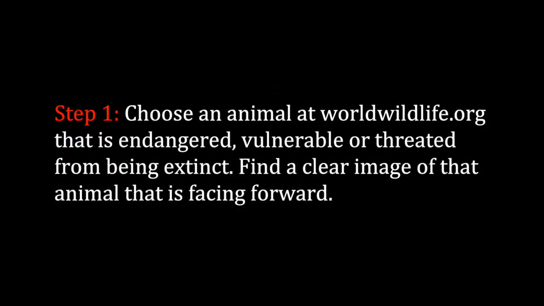Your first step is to choose an animal at worldwildlife.org that is endangered, vulnerable, or threatened from being extinct. You want to find a clear image of that animal that is facing forward. Now, when I say that, that means that you're not pulling your image off of that website. You just choose your animal from that website, and then you retype that animal in your Google search bar where you can see multiple images of that animal. You are going to select from those images a large file of an animal that is facing forward. I showed you my process in the next few steps.